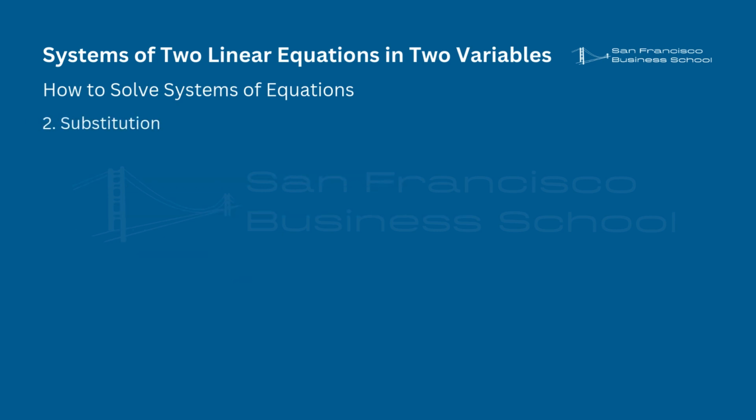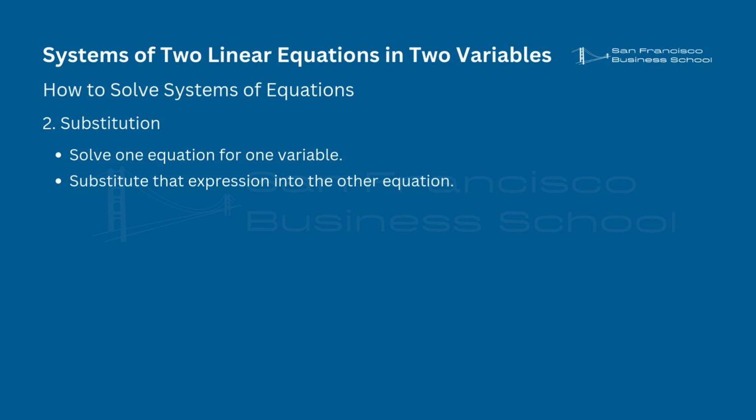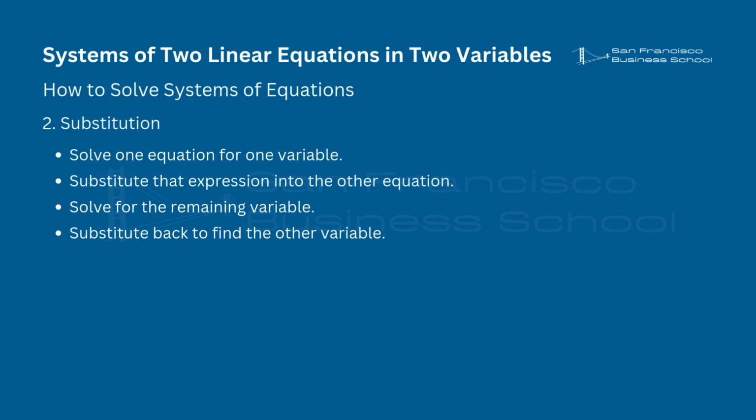2. Substitution. Solve one equation for one variable. Substitute that expression into the other equation. Solve for the remaining variable. Substitute back to find the other variable. Example, consider the system 2x plus y equals 10 and x minus y equals 2.